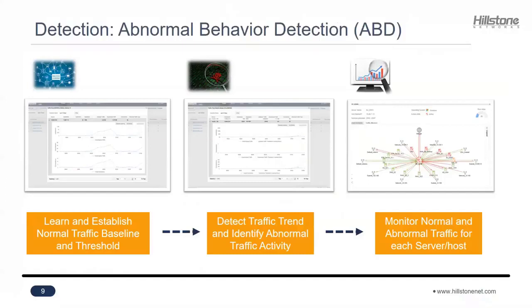For NTA particularly, as I mentioned already, first in the learning mode, we learn and establish the normal traffic baseline and thresholds. After the learning mode, we enter what we call the detection mode. So we can detect the live traffic against the baselines we established and detect the abnormalities. After detecting certain abnormalities of the traffic, we can provide comprehensive visibility to the administrators.